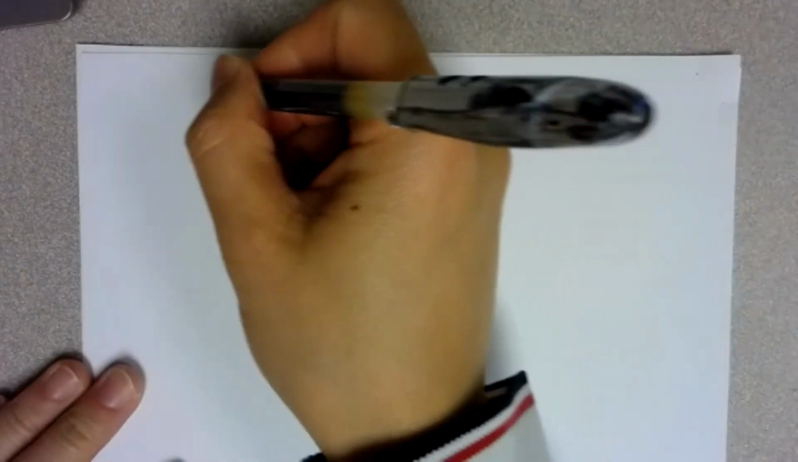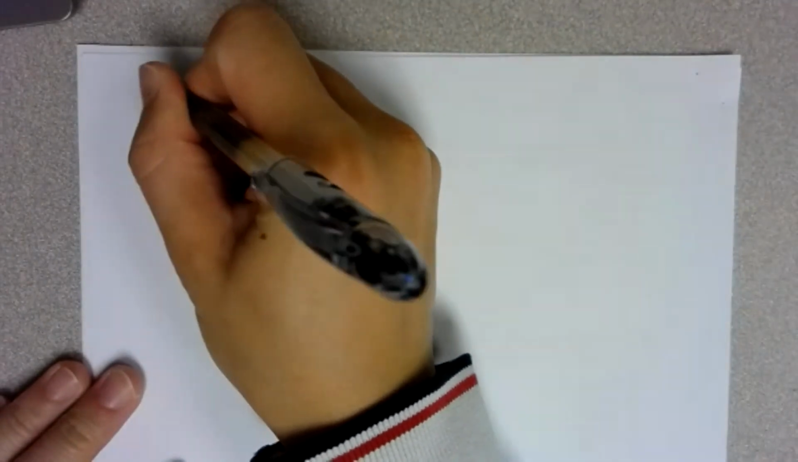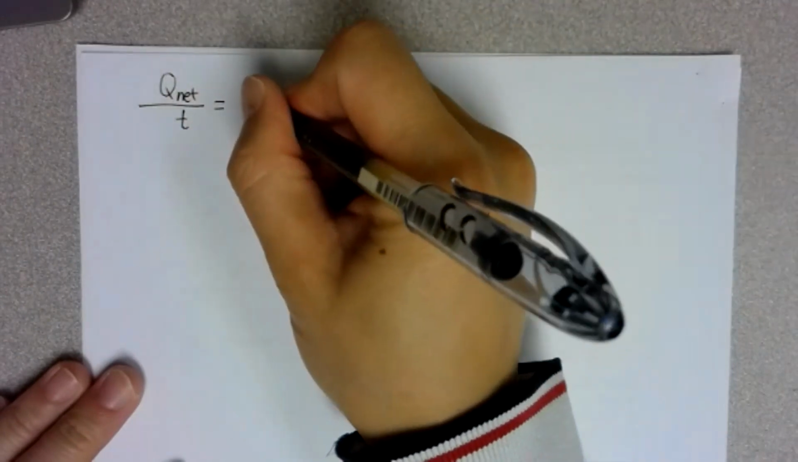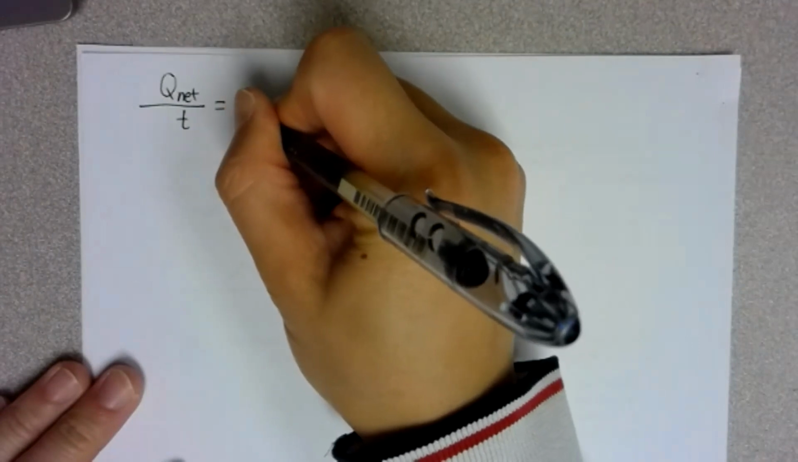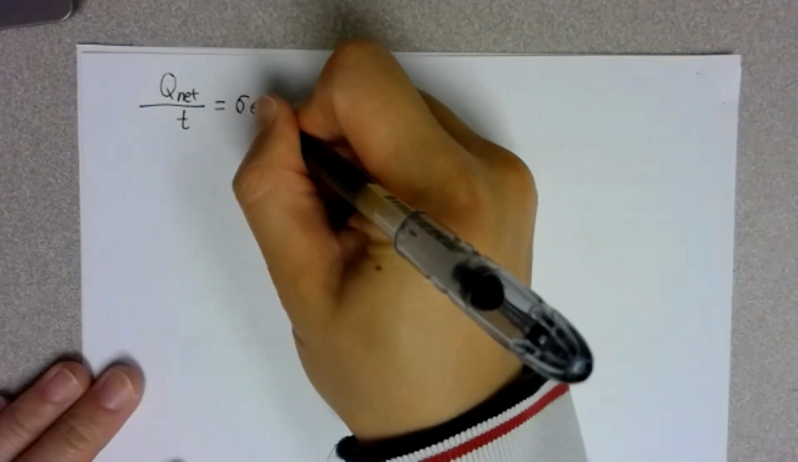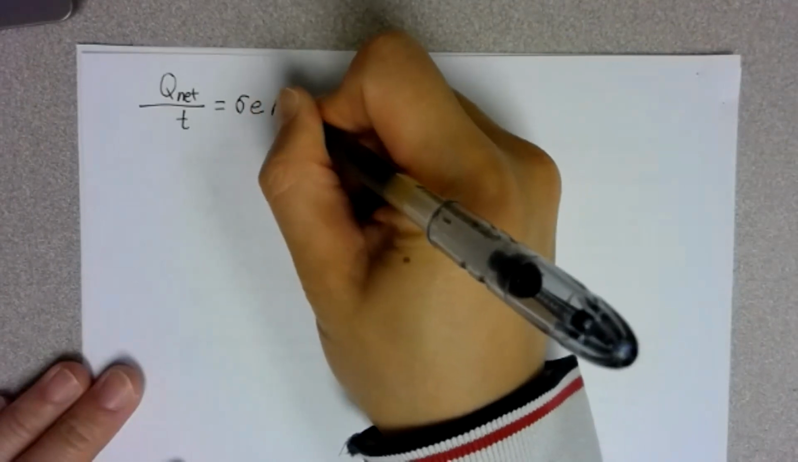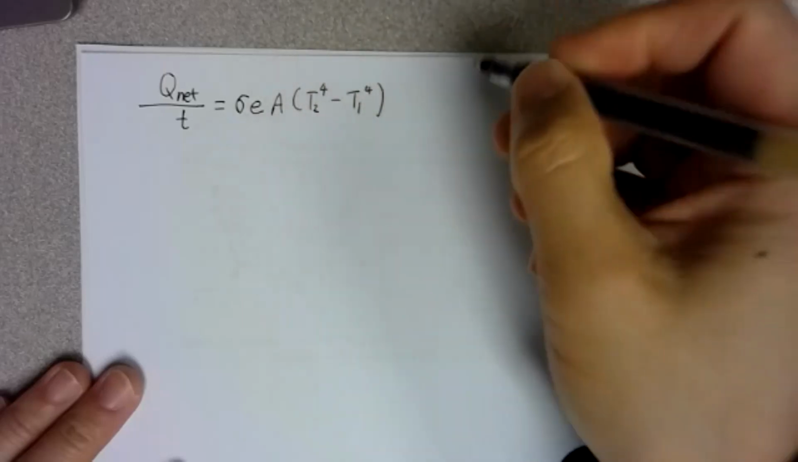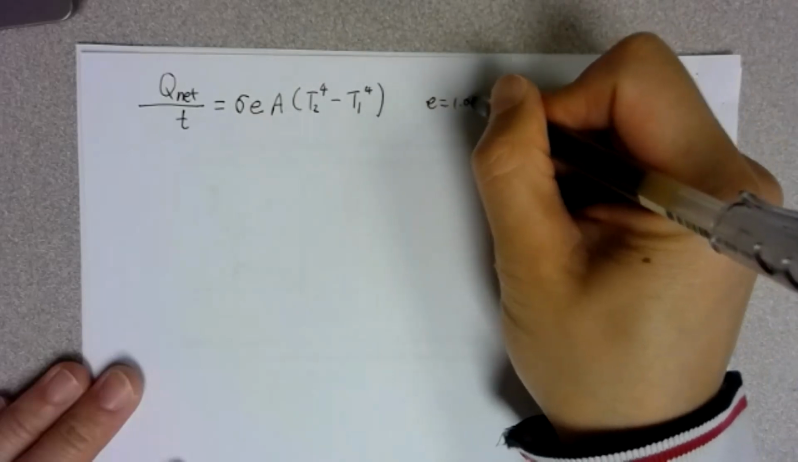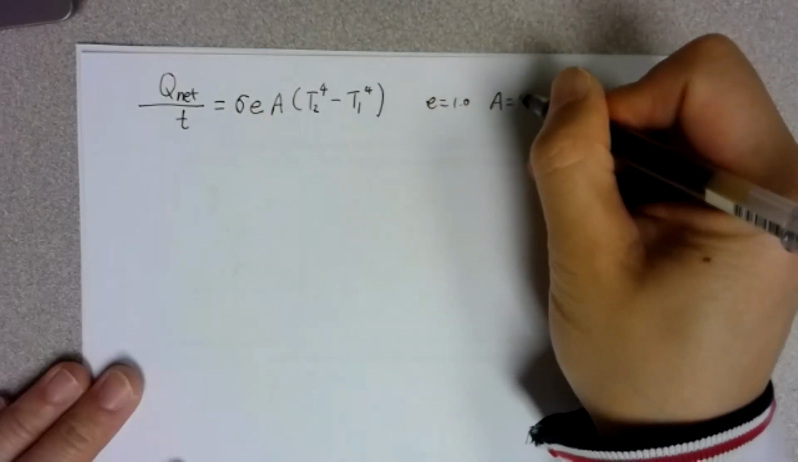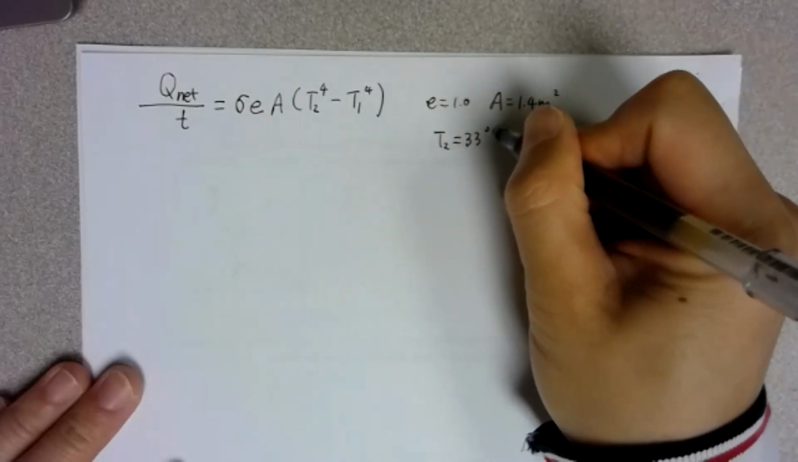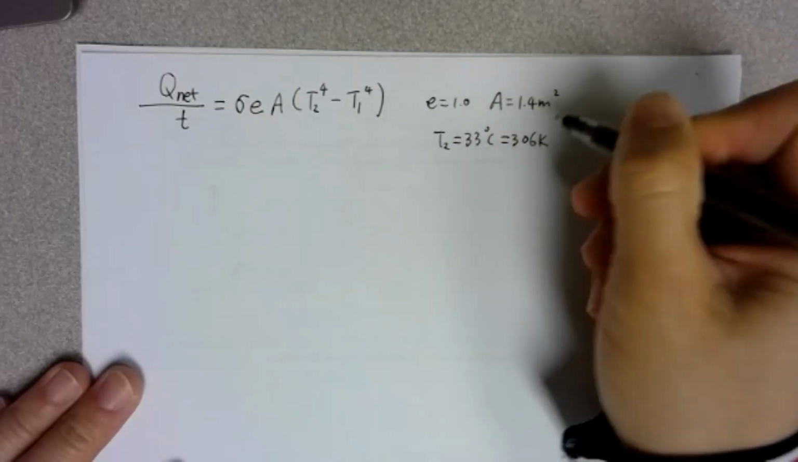The temperature of the person, the object, we say that's T2 in the previous equation. So the equation to use, net Q over t equals sigma, the Stefan-Boltzmann constant, times E, the emissivity, times the area, times T2 to the fourth minus T1 to the fourth. So E is 1, the area is 1.4 meters squared, and the temperature of the person is 33 degrees Celsius, which is 306 Kelvin.